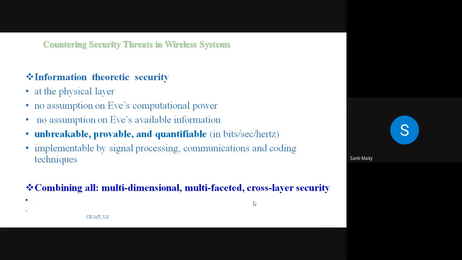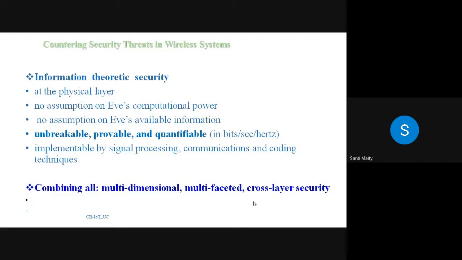Here is the possibility of information theoretic security, to be achieved at the physical layer by means of signaling techniques, modulation techniques, and power allocation. You can create a good channel or a bad channel. You do not have to rely on limited knowledge about the code pattern or the computational power. In cryptography, you can't quantify how much data volume was securely transmitted and how much was not. Here it is breakable, unbreakable, provable, and quantifiable, implemented by means of signal processing, communication, and coding.